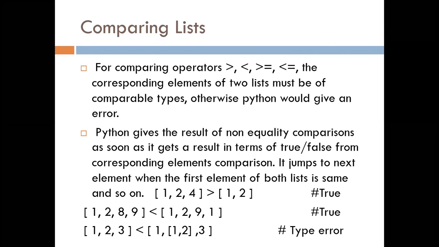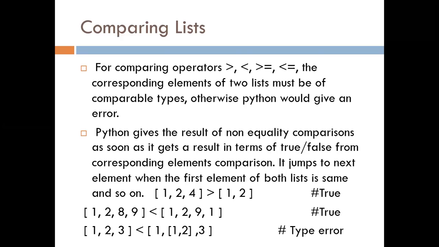comparing lists. Now for comparison operators, greater than, less than, equal to, etc., the corresponding elements of two lists must be of comparable types. Otherwise, Python will give us an error. So both lists must have the type of data which can be compared. Python gives the result of non-equality comparisons as soon as it gets a result in terms of true or false from corresponding element comparisons. It jumps to the next element when the first element of both lists is the same, and so on.